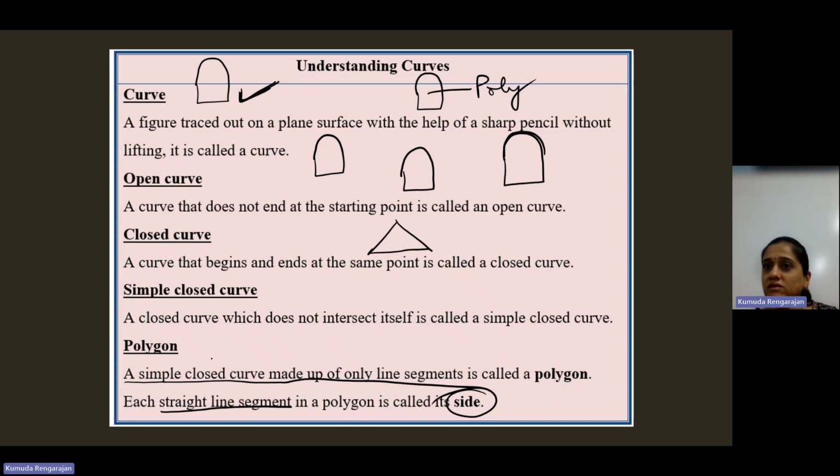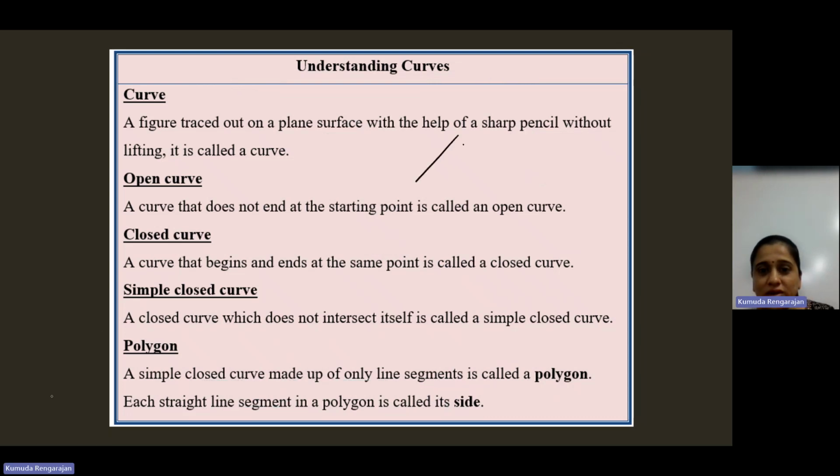So a triangle is a polygon. But how did I draw it? You can draw a triangle like this, lifting the writing instrument. That doesn't mean it's not a curve. That's what I'm trying to say. See, I drew the triangle now like this. We can draw it without lifting. So it's a curve.